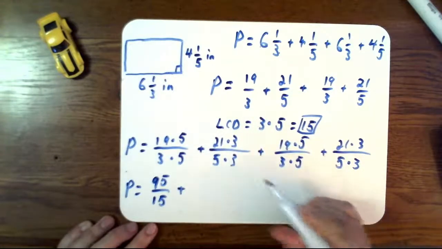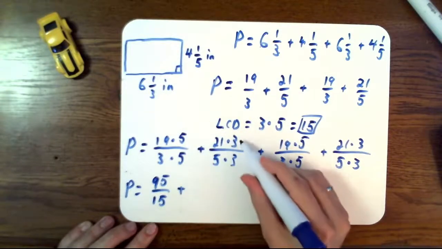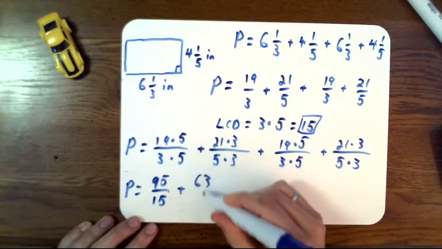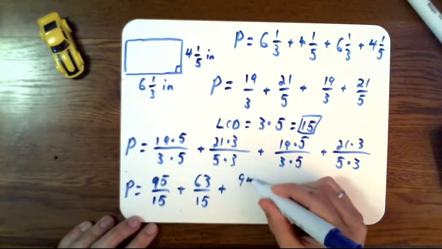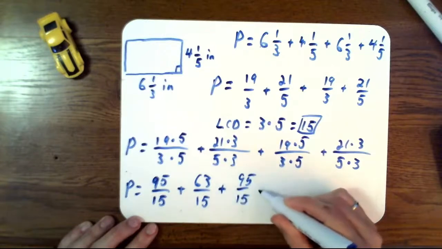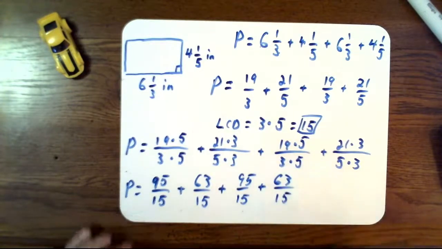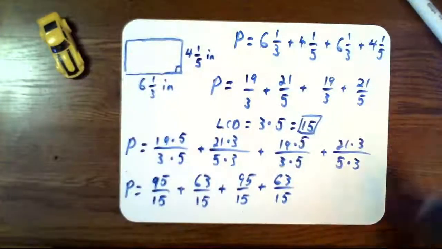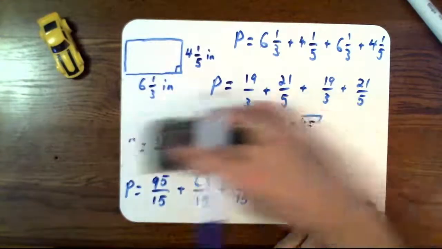21 times 3 is, let's see, 63. Yep. Again, you can take it to the side. Knowing your multiplication tables helps speed the process up. Since I have all this laid out, I'm going to erase. You can always rewind the video.